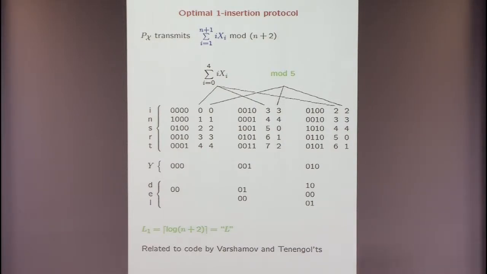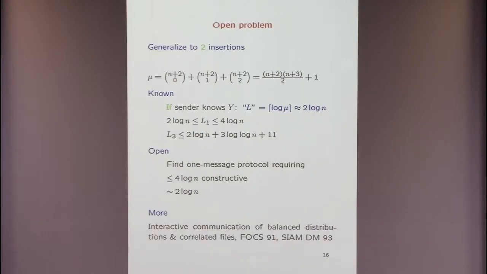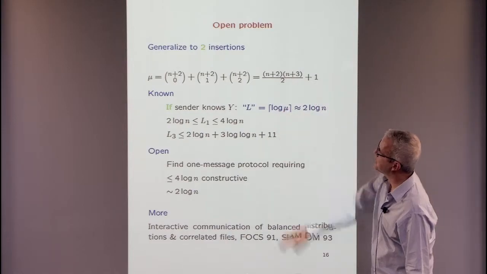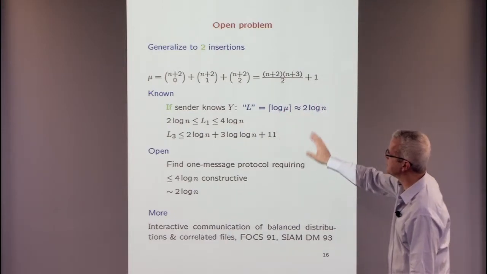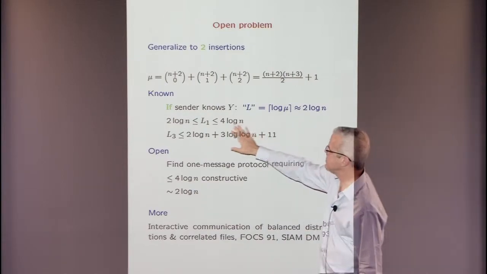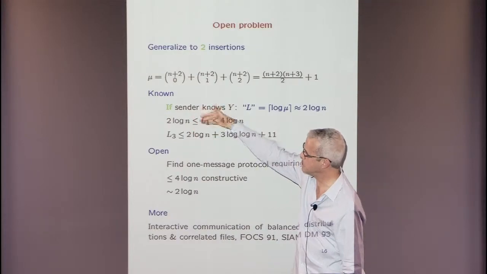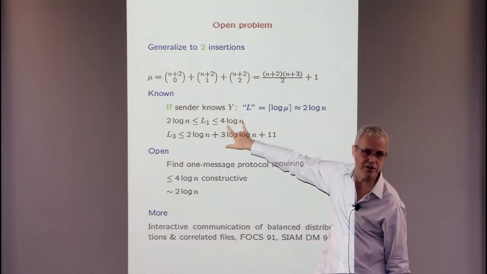Okay, so for one, you can get exactly what you need. And the open question is, what can you do for 2 insertions? I can just tell you that what is easy to show is that for 2 insertions you need between 2 log n, which is what you'd need if you knew what the other person has, and twice as much is easy to show.